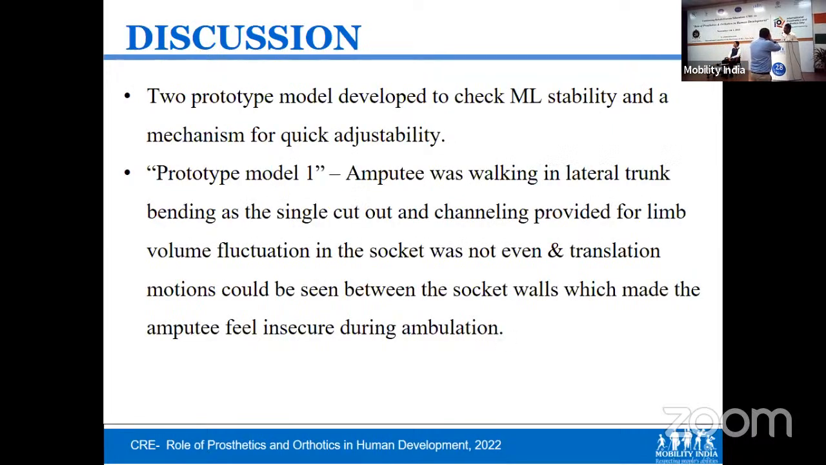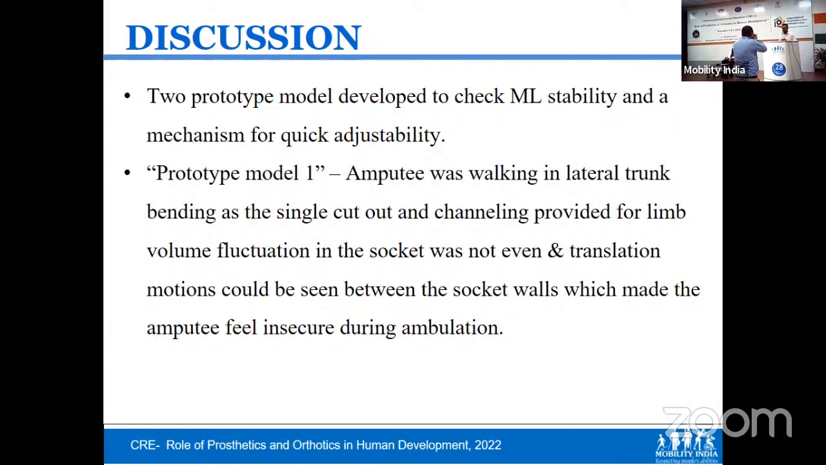In the discussion, as I've mentioned, two prototype models were checked for ML stability and the mechanism for quick adjustability. In prototype model 1, the amputee was walking with lateral trunk bending. The volume fluctuation in the socket was not even, and translation motion could be seen between the socket walls, which made the amputee feel insecure. There was translation motion between the bi-wall socket in the prototype model.